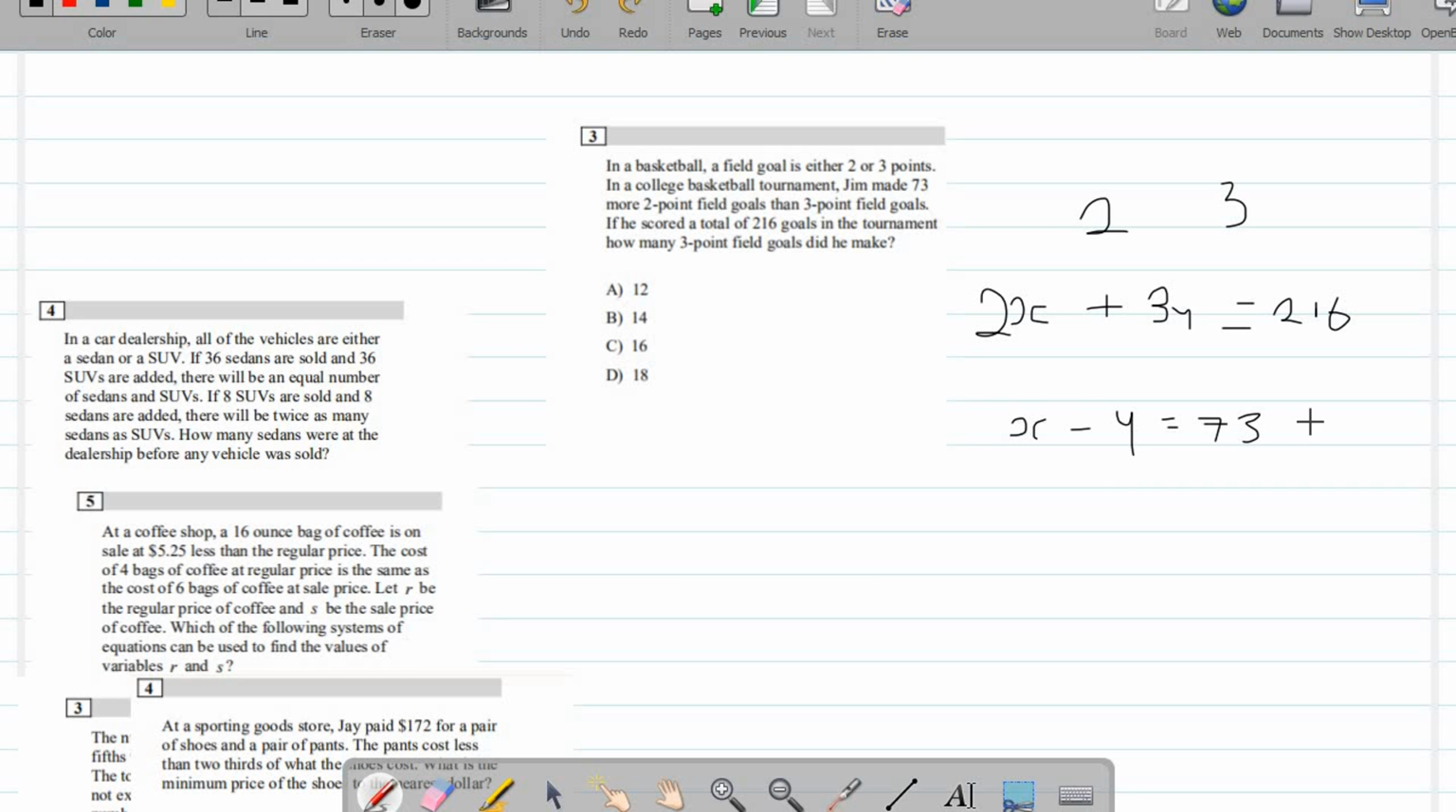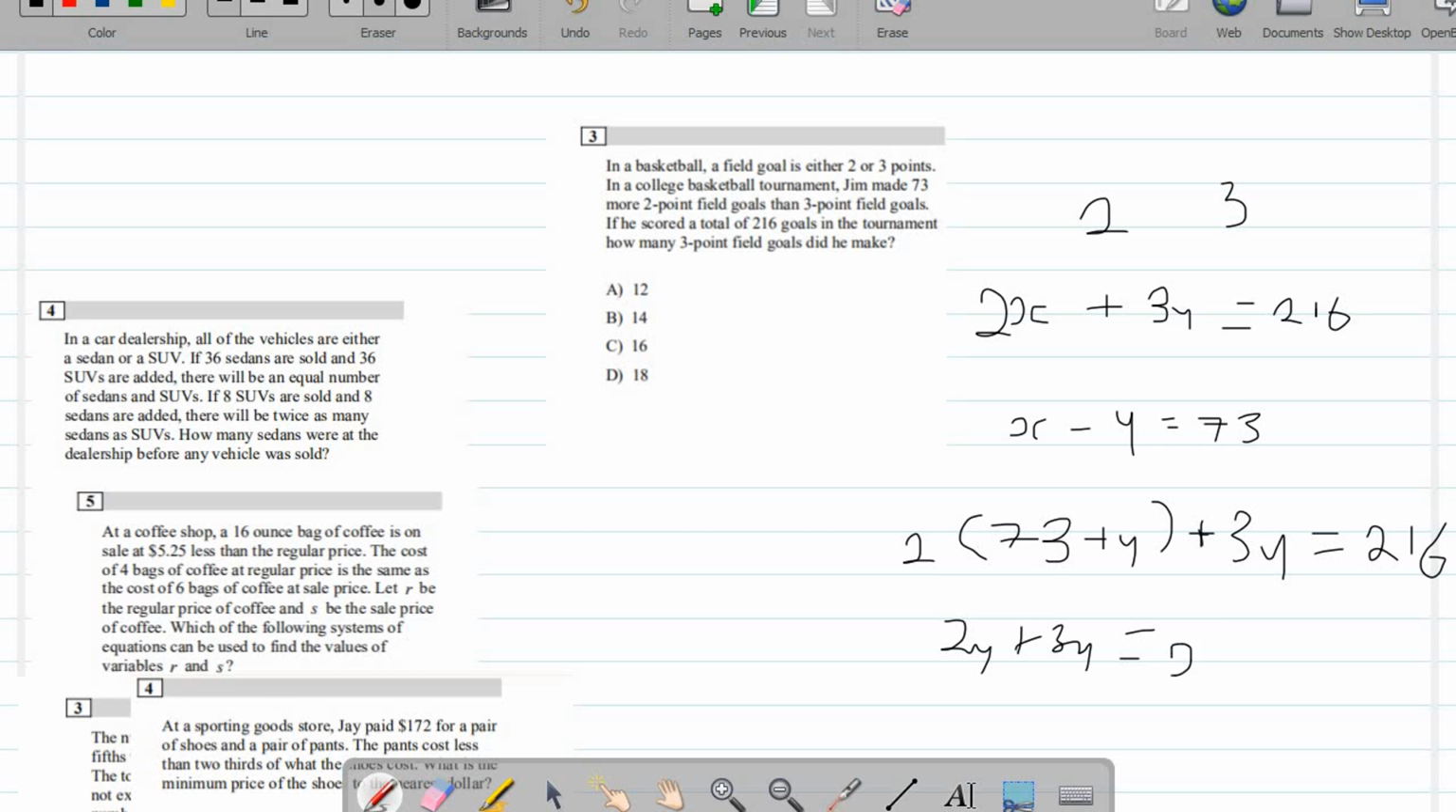So we're going to have x equal to 73 plus y. So we drop it in here. We have 2 times (73 plus y) plus 3y equal to 216. So if I have 2 times 73 there, that'll give me 146. 2y plus 3y, that's 5y, equal to 216 minus 146.